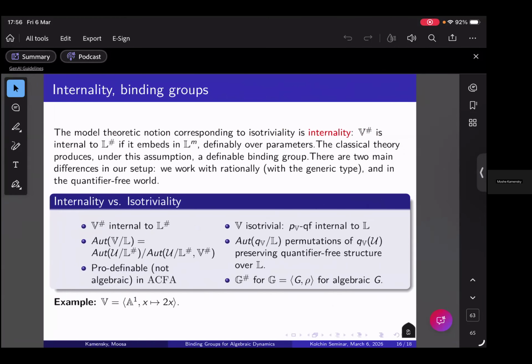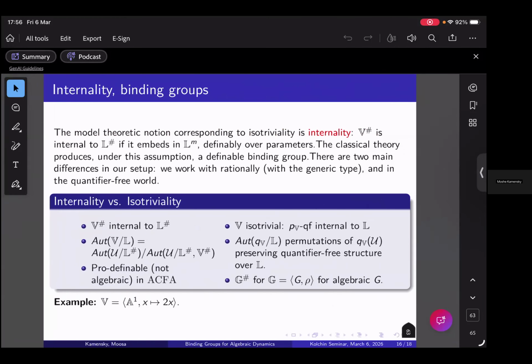general machinery in the difference setting, you get a group which is first of all pro-definable rather than definable. It's an intersection of definable subgroups, and it's not algebraic, so it's not going to be useful for the applications that I mentioned. Whereas we get an honest algebraic group, again equipped with dynamics, and the generalization of the binding group is going to be just the G sharp for these dynamics.